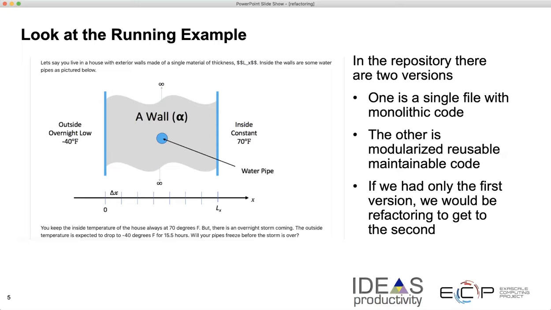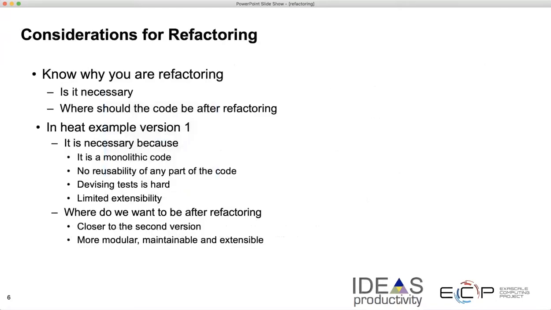In the repository, there are two versions. One of them is a single file with a monolithic code, which is what a typical spaghetti code would look like. The other one is a modularized, reusable, and maintainable code. So an exercise that you may want to do on your own as a part of getting your hands dirty with refactoring options is to assume that you only have the first version, and then you would do the refactoring to get to the second version.